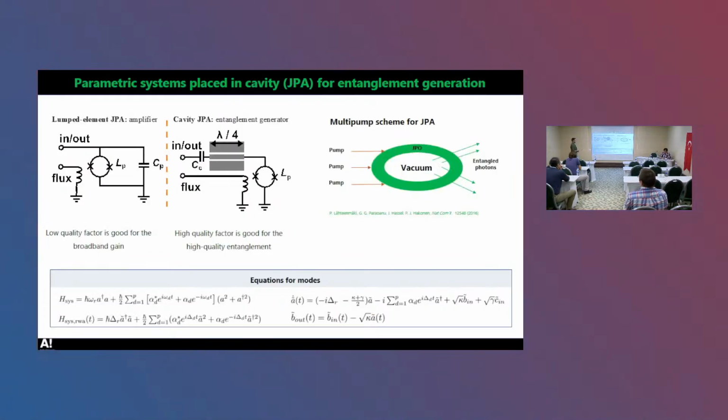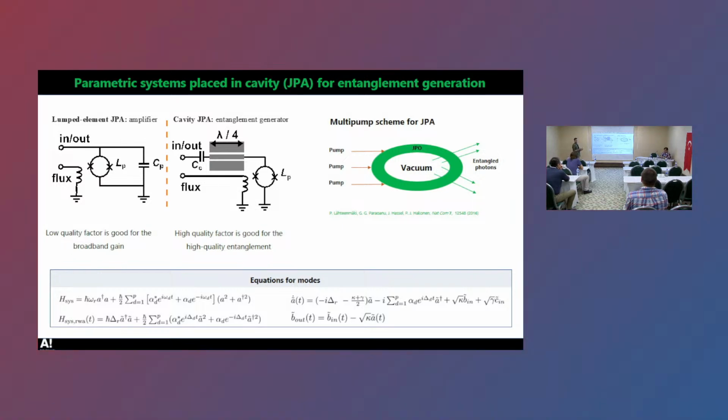So basically the system that we mostly use for the entanglement generation study is called Josephson parametric systems, or Josephson parametric amplifiers. We've been working with them for several years now, with different theoretical work published in Alta and now experimental works as well. The Josephson parametric amplifier is a very, very simple circuit. It is basically a SQUID loop shunted by a capacitor.